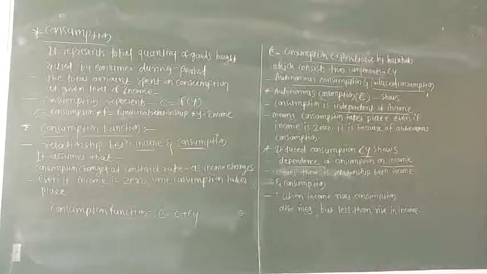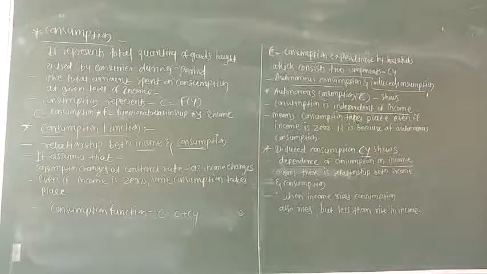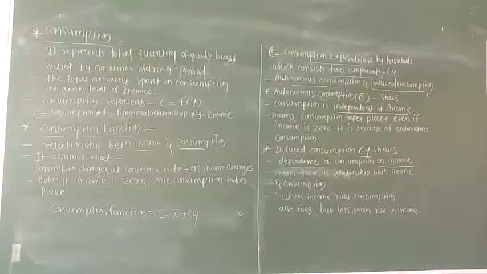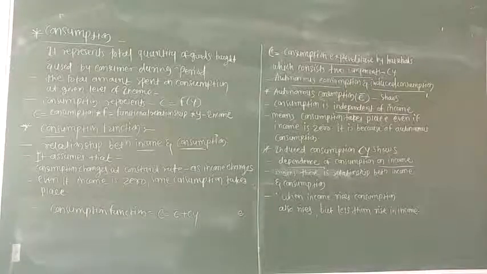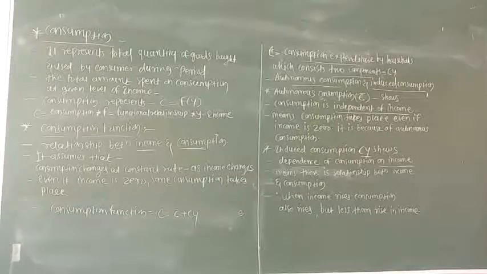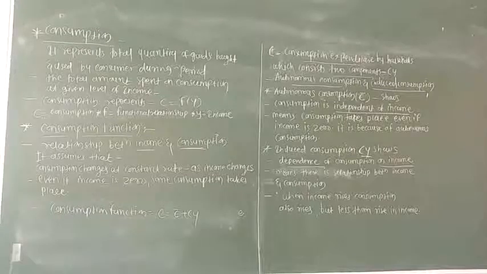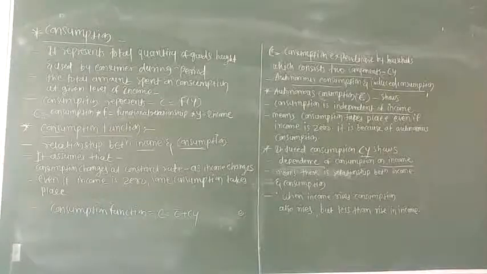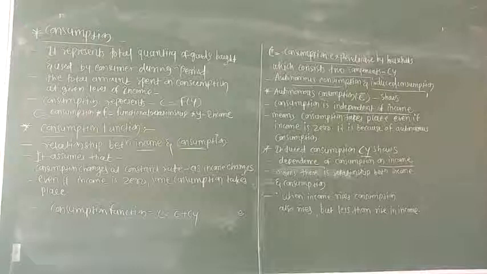Here, autonomous consumption means the consumption that takes place even if the income of the person is zero. And induced consumption, denoted by cY, shows the dependence of consumption on income. It means when the income of the person increases, the consumption, that is the use of goods and services, also increases, but by less than the rise in income.